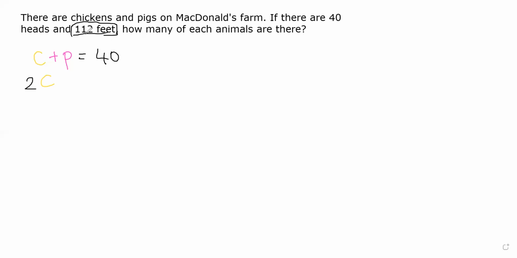Now, how many feet do pigs have? Well, pigs have 4 feet each. So we add that with the number of pigs times 4. If there are 3 pigs, then the number of feet belonging to the pigs is 12, right? 4 times 3 is 12. And this should give me 112 feet. So 2C is the number of feet belonging to the chickens, and 4P is the number of feet belonging to the pigs. The total number of feet is 112.